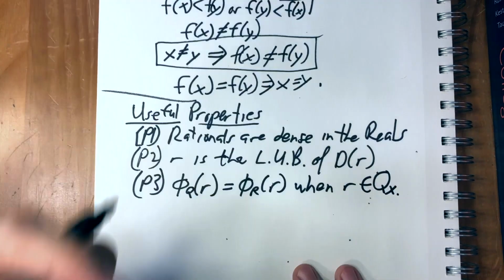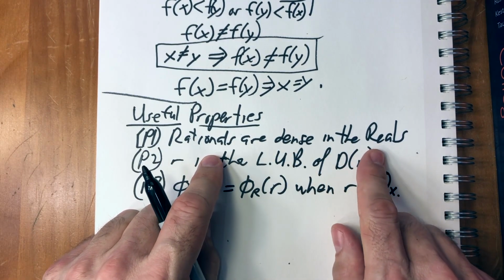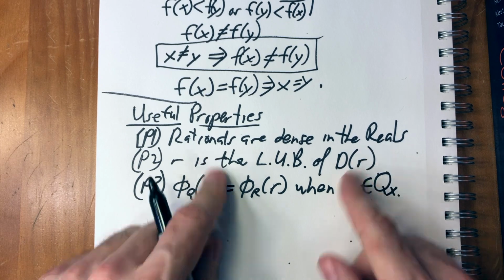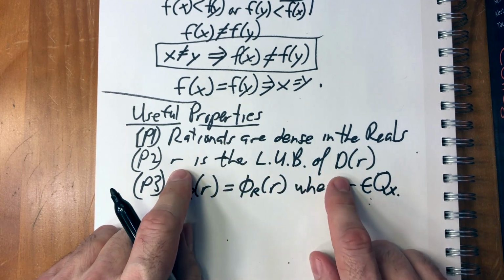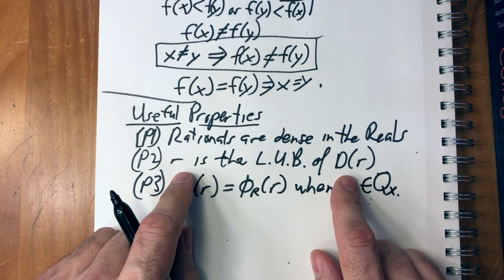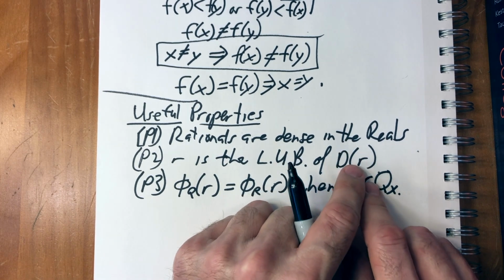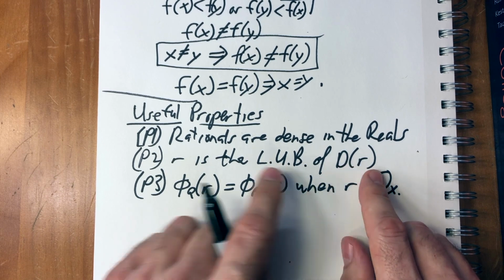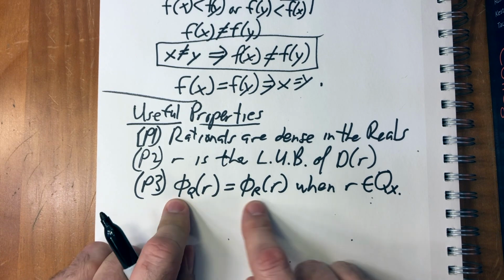That rationals are dense in reals is something that we proved when we were looking at real numbers. It just means that between any two real numbers, there's a rational number. That R is the least upper bound of dR is kind of obvious, but we need to show it real quick: since this is the set of all rationals less than R, that means that R is the least upper bound. And this is very important.